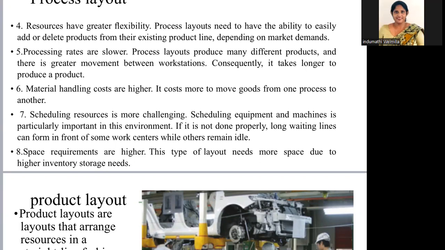And material handling costs are also very high because it costs more to move goods from one process to another, because they are different processes, right? So with a process layout, material handling costs can be very high. Further, scheduling resources is more challenging, because scheduling equipment and machines is particularly important in this environment, right? If it is not done properly, long waiting lines can form in front of some work centers while others remain idle. That means no balancing among the work centers, no balance.